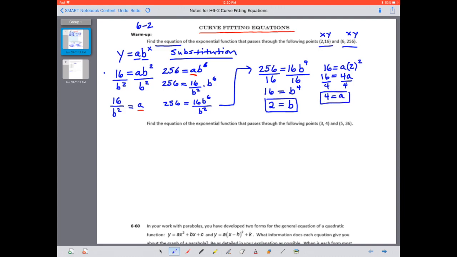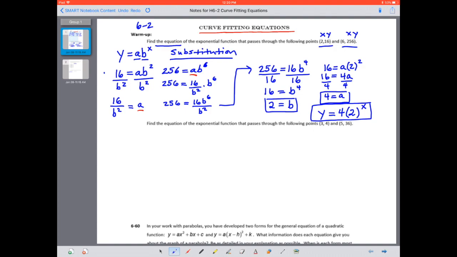Now that we know both those values, remember that's not the answer. The answer is going to be in the form of an equation. We're going to plug them into the equation to get that answer. So y equals, a has to come first, so we have 4 times 2 to the power of x. And that is the answer to this first example.